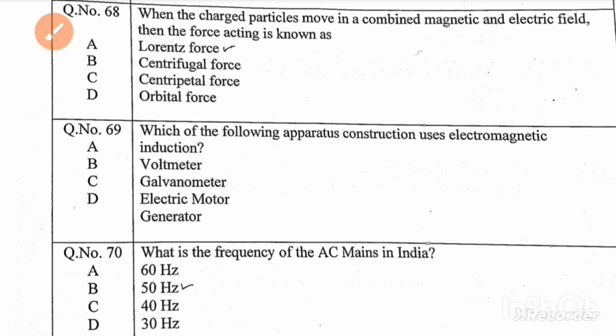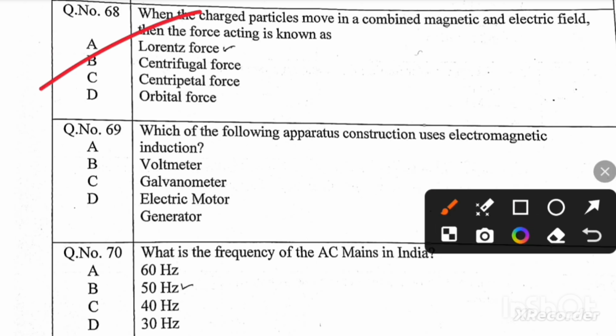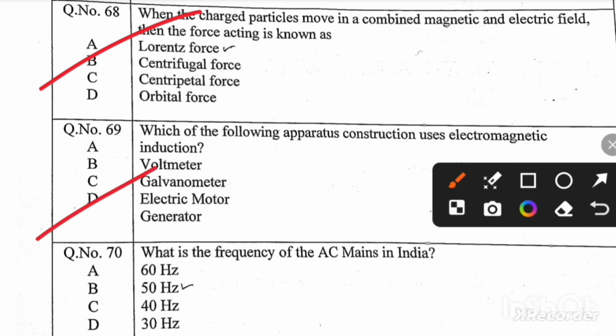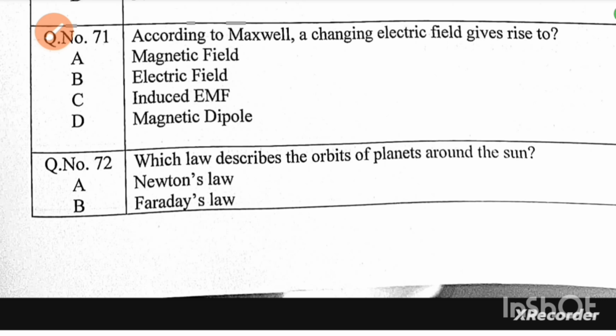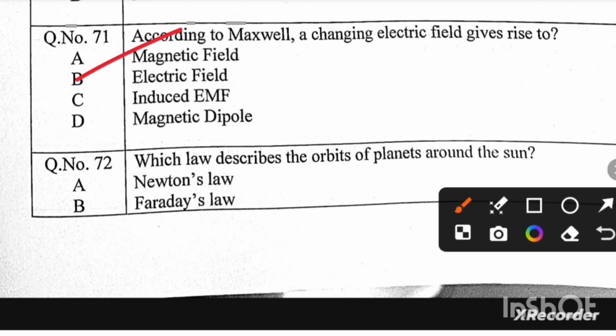Henry. When a charged particle moves in a combined magnetic and electric field, then the force acting is known as, the answer is option A. Then which of the following apparatus construction uses electromagnetic induction? Electric motor generator. What is the frequency of the AC mains in India? 50 Hz. According to Maxwell, a changing electric field gives rise to magnetic field. Then 72. Which law describes the orbits of planets around the sun? Kepler's law.